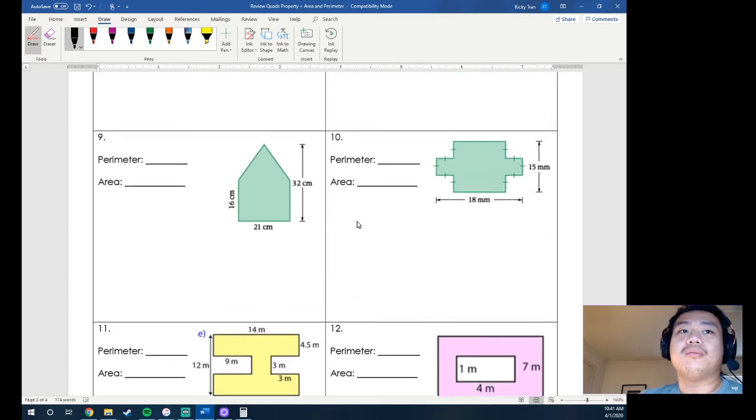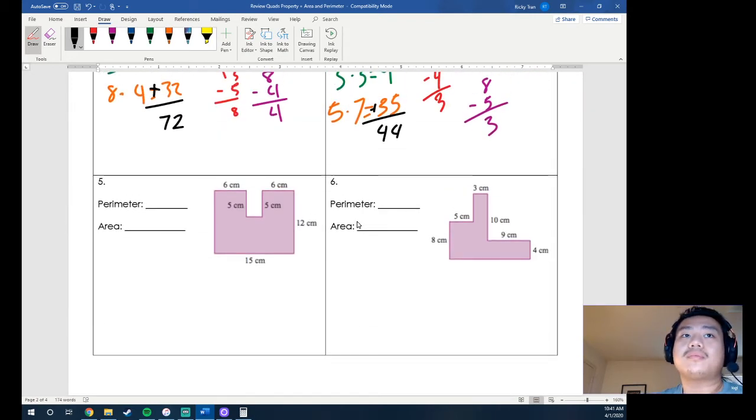Now, number 5, number 6, and so on and so forth. It's going to get a little more confusing because there's going to be multiple shapes that we're going to do. So I'm going to start with this right here. So we need this and this.